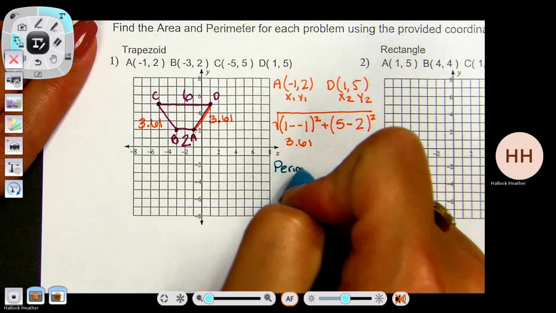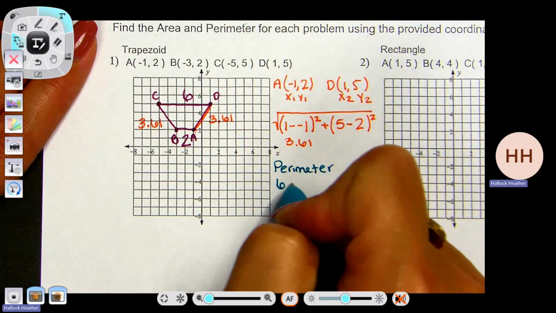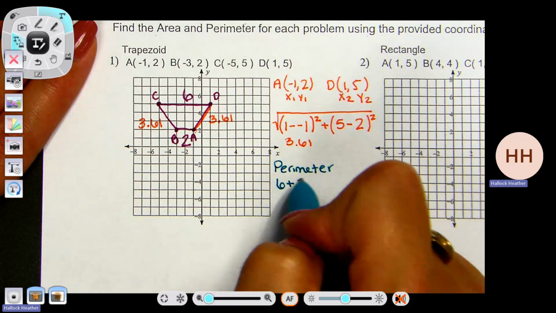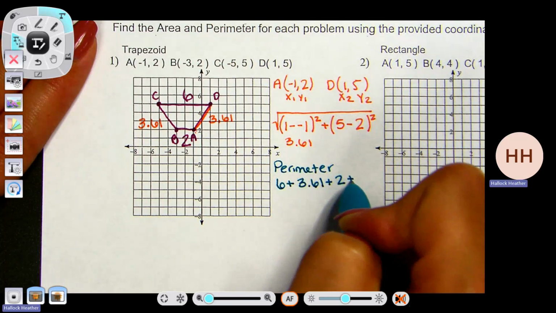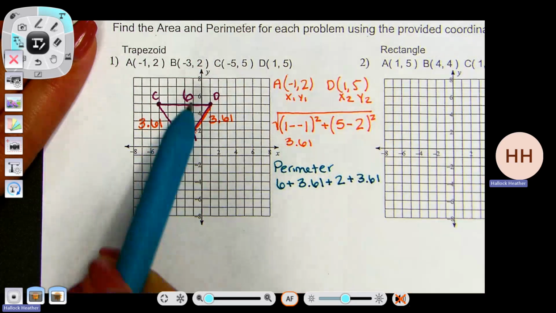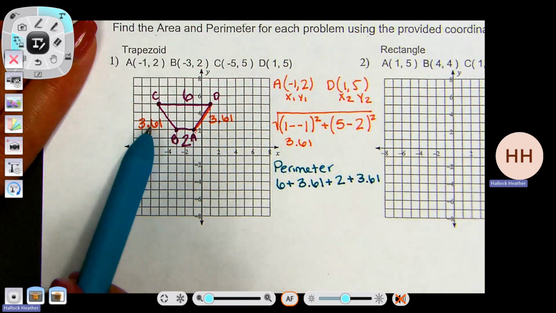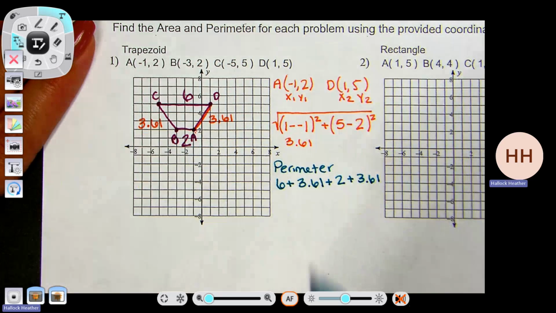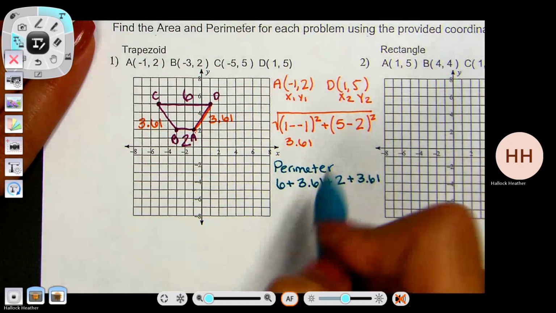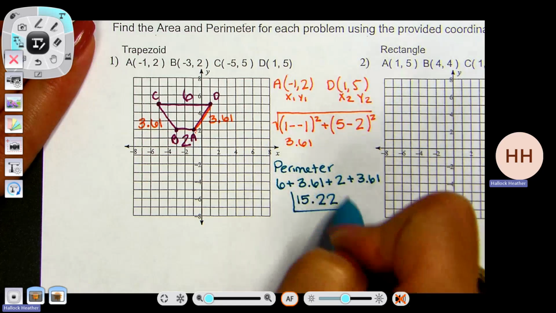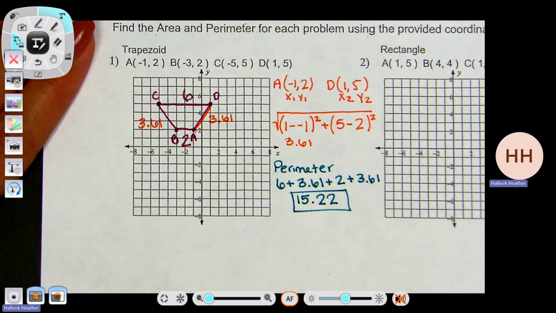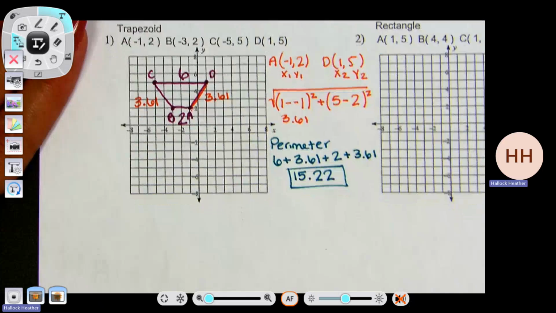So the top is 6. I'm adding the other sides, which are 3.61. I'm adding 2, and I'm adding 3.61. I went around 6 plus 3.61 plus 2 plus 3.61. You're adding all 4 sides together. So how much do I get? 15.22. Good.